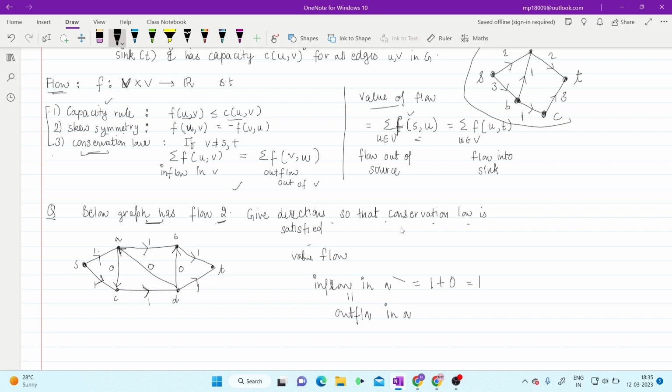Is the definition of network flow and conservation law fine with everyone? Yes. Yes, ma'am. Okay.